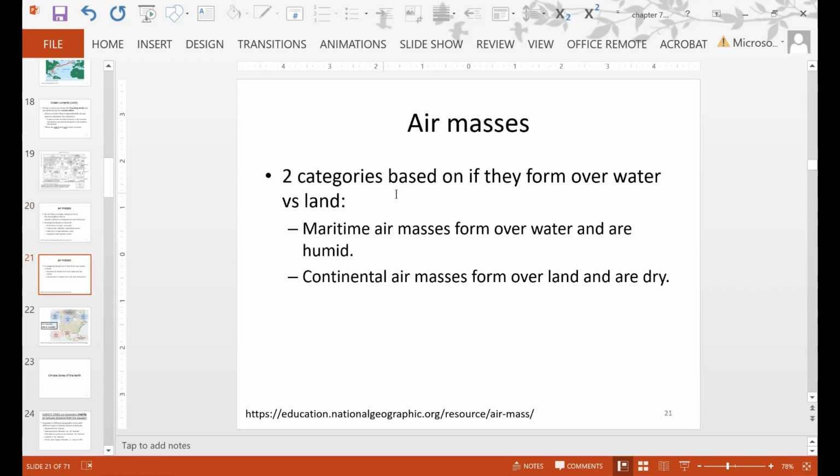And then there were 2 categories of air masses based on if they form over water or land. So maritime air masses form over water, and those are humid air masses. Continental air masses form over land, and they are dry.